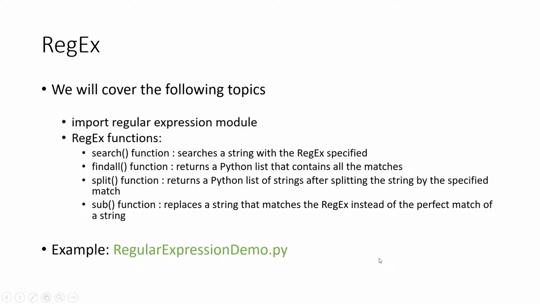And we'll cover the following topics: how to import the regular expression module re, and how to use the regular expression functions. The search function searches a string with the regular expression specified, and the findall function returns a Python list that contains all the matches. The split function returns a Python list of strings after splitting the string by the specified match. The sub function replaces a string that matches the regular expression instead of the perfect match of a string.